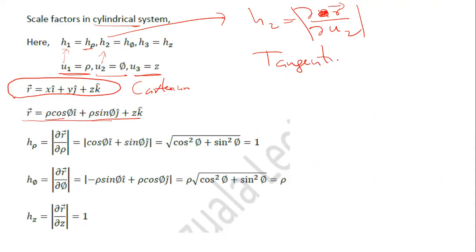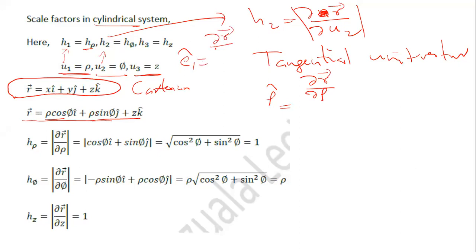In order to get tangential unit vectors, you have to differentiate the position vector. The tangential unit vector along rho, which we call rho cap, will be the differentiation of your position vector with respect to the coordinate variable rho. Earlier you remember that in order to obtain e1 cap, what we did was differentiate the position vector with u1 and then divide by the magnitude like this. This is how we get the unit vectors in a general orthogonal curvilinear coordinate system.